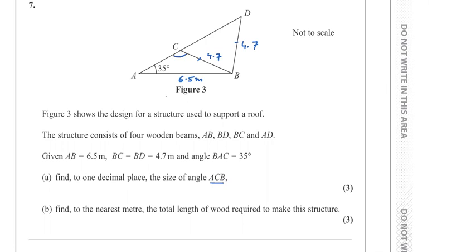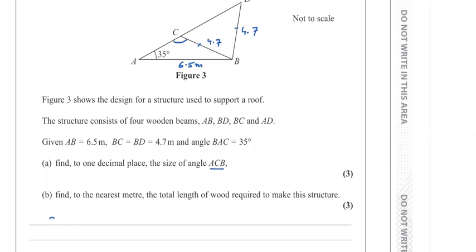Now for that one, we can use part A. I prefer to use the sine rule, as this is the angle ACB that I have to use. So I can say for part A, sine of angle ACB over the side opposite to it, which is 6.5, will be equal to sine of 35 over the side opposite to it, which is 4.7.